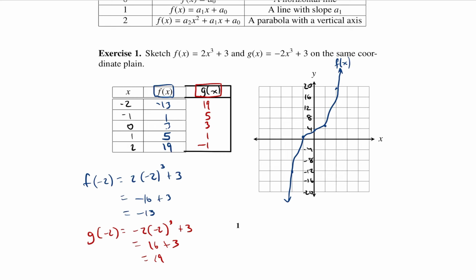Negative 2, 19 would be way up here. Negative 1, 5 would be about right here. 0, 3 would be at the same spot the other one was. 1, 1 would be down here. And 2, negative 1 will be down here.